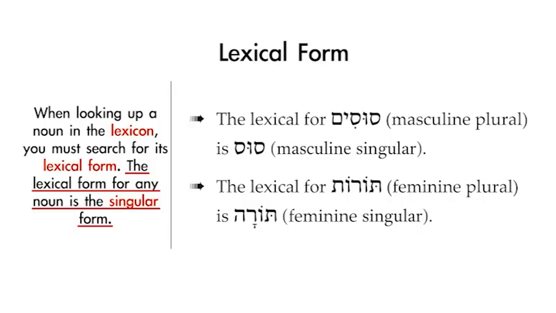So for example, the lexical form for susim, a masculine plural noun, is sus, masculine singular, because the lexical form for any noun is the singular form of that noun. You would look up susim in the lexicon under the singular sus. Similarly, the lexical form for toroth, the feminine plural, is Torah, the feminine singular. You would look toroth up in the lexicon under Torah. Once again, the lexical form for any noun is the singular form, whether it's masculine singular or feminine singular, and that's the form that you look it up in the dictionary or the lexicon.